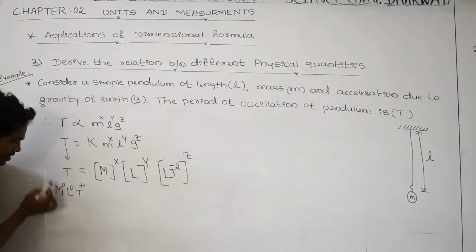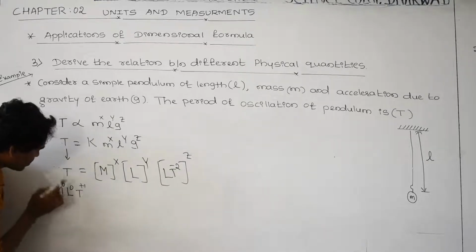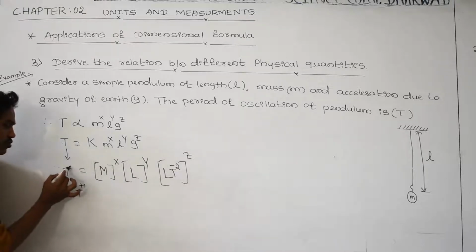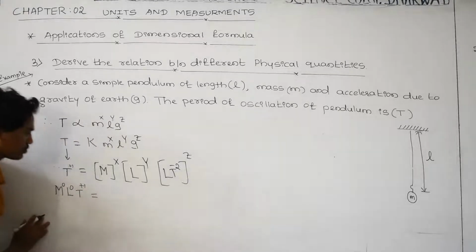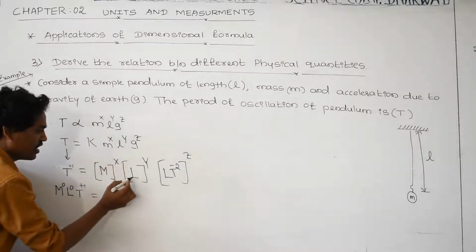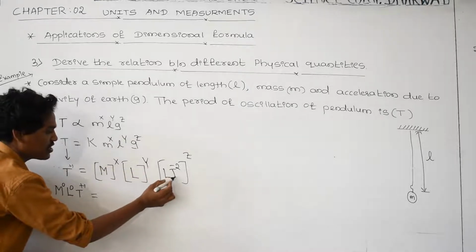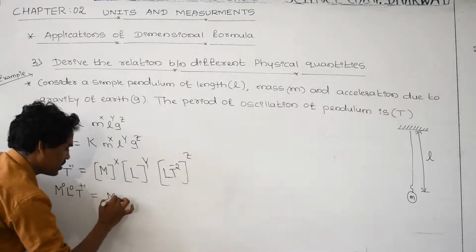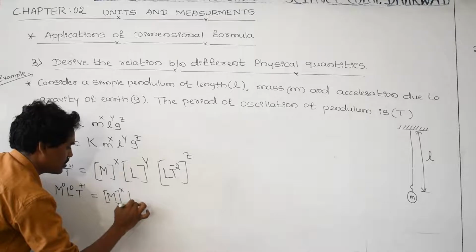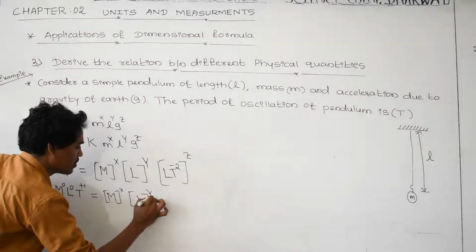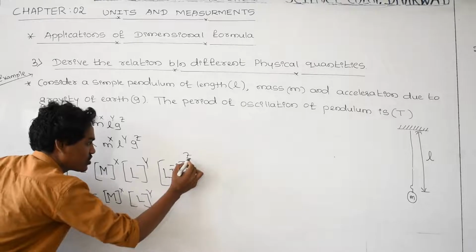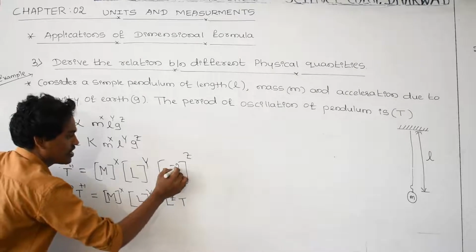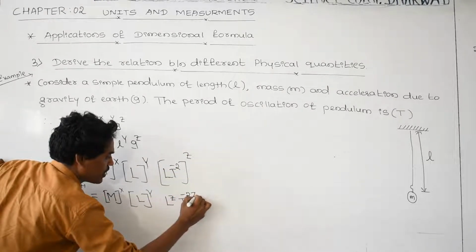Just I added here these two terms. M raised to 0 is 1, L raised to 0 is 1, T raised to plus 1. This is equal to M raised to x, L raised to y, and the dimensional formula of acceleration, LT raised to minus 2, all raised to Z. Next, M raised to x, this is as it is. This is L raised to y, this is as it is. This is L raised to z. Then T as it is, minus 2 into z, minus 2z.